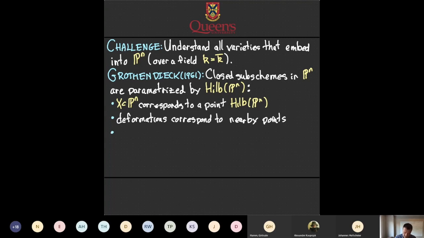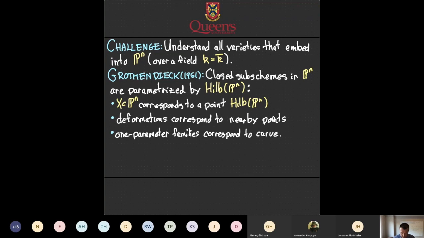And maybe one further example of this connection, if we have a one parameter family of closed subvarieties or subschemes, that corresponds to a curve in the Hilbert scheme. So this really recasts the question. If you want to understand the subschemes, it turns into a question: what can we say about the geometry of this Hilbert scheme?